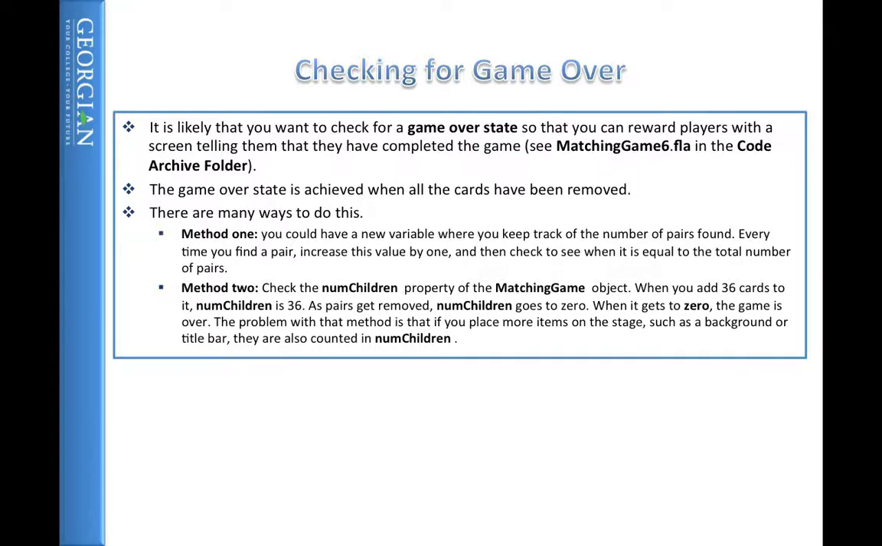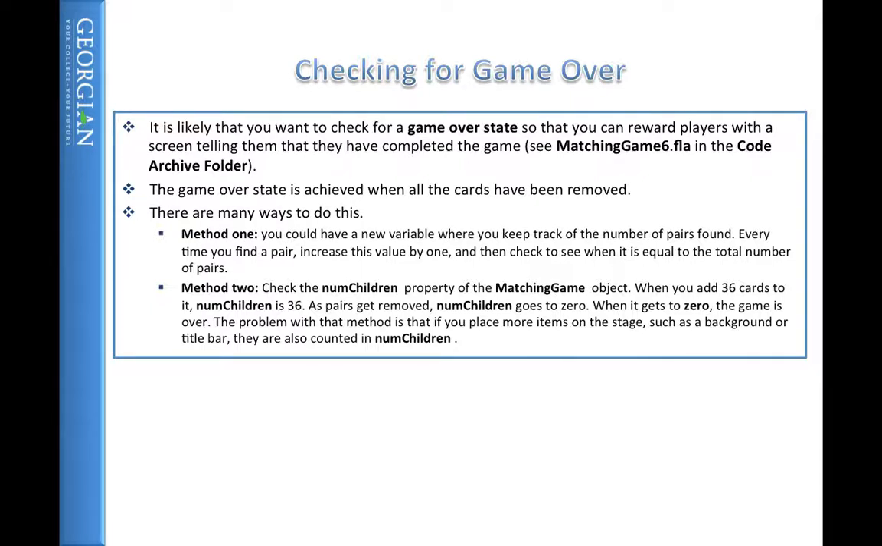So we have to kind of check the game over state, right? What we want to try and do is, after we've been able to click these two cards and removed all these other cards away, we've got to say a couple things. Method one, you could have a new variable where you keep track of the number of pairs found, and every time you find a pair, you increase this value by 1. And then check to see when it's equal to the total number of pairs. Then the game is over. That's a game over state, right?